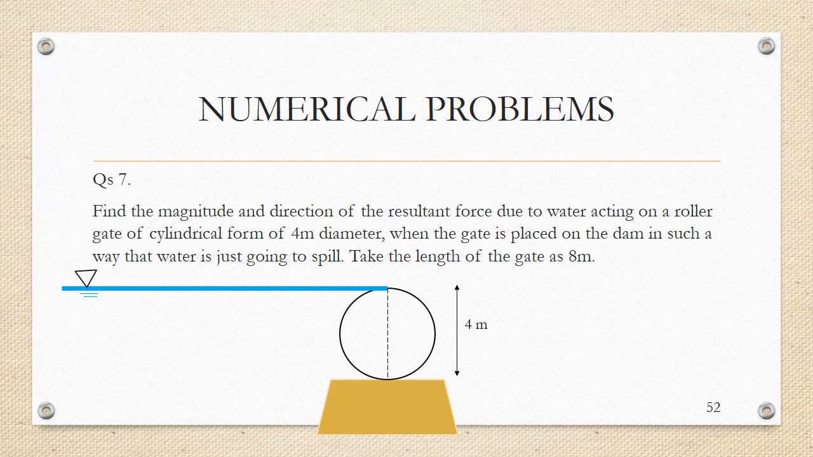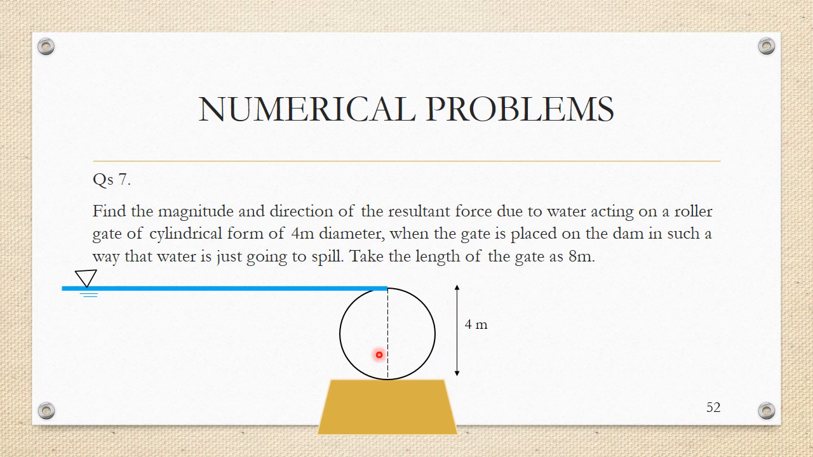Going on to a numerical problem of this type. Determine the magnitude and direction of the resultant force due to water acting on a roller gate of cylindrical form of 4 meter diameter when the gate is placed on the dam in such a way that water is just going to spill. Take the length of the gate as 8 meter. So this is the case.